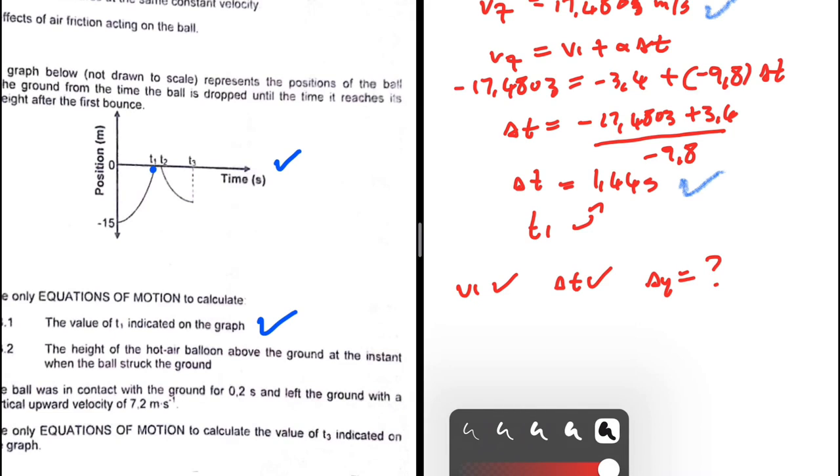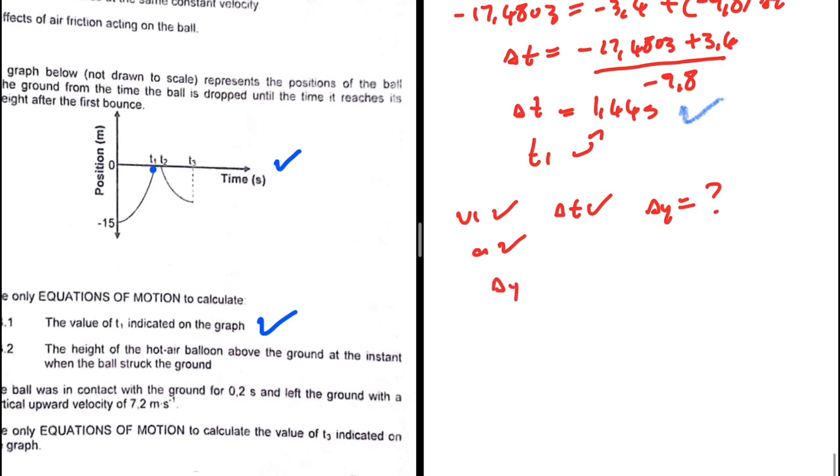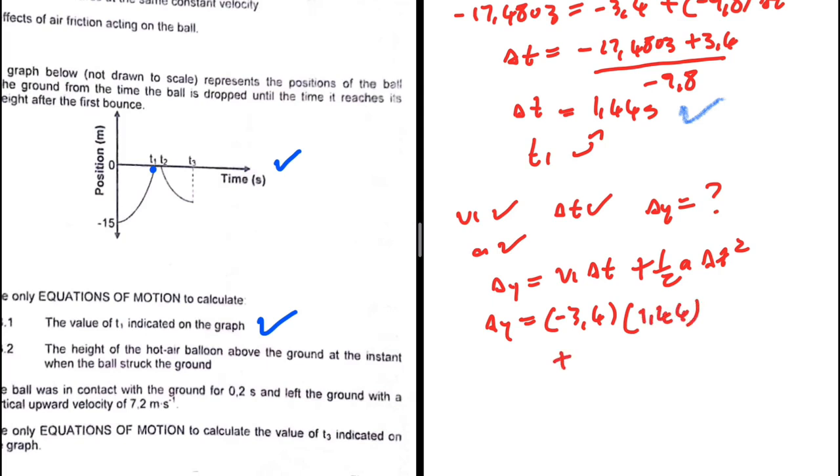So let's see. The acceleration is 0, obviously, constant velocity. So we can say that delta y is equals to vi delta t plus a half acceleration delta t squared. So delta y is what we're interested in. Vi, that is 3.4. Well, let's take up as positive. So vi is minus 3.4, right? And then delta t is 1.44 plus a half. The acceleration is 0, right? Constant velocity. And then the time 1.44 squared.